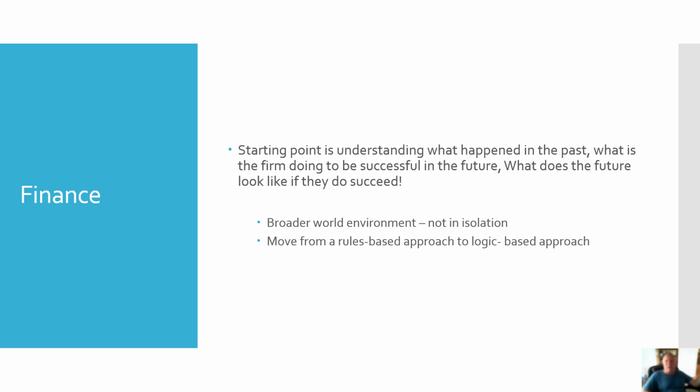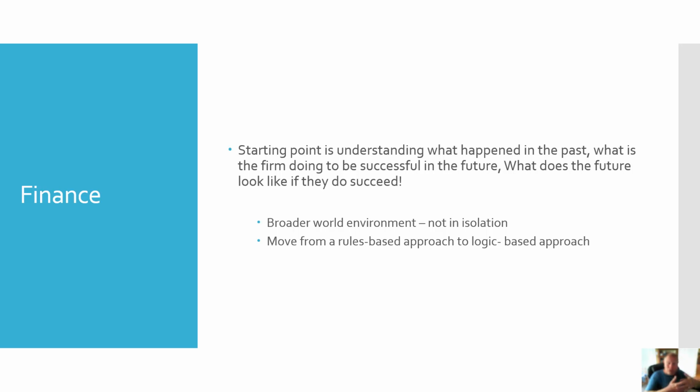And we're looking at a broader world environment, so the starting point in any finance is what's happened in the past, which are the historical accounting numbers. What is the firm doing to be successful in the future, and what does the future look like if they do succeed? Firms operate in a broad worldly environment. They're not just an isolated entity unto itself. And we're going to spend time in this class understanding what the key themes are that are going on in the world today and will impact you and your future.